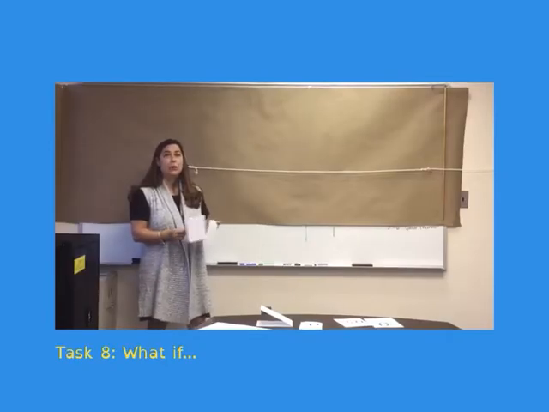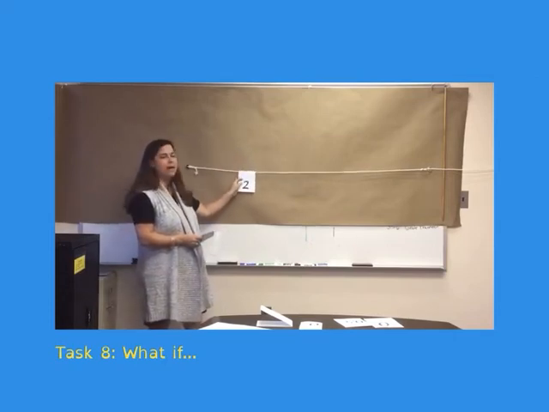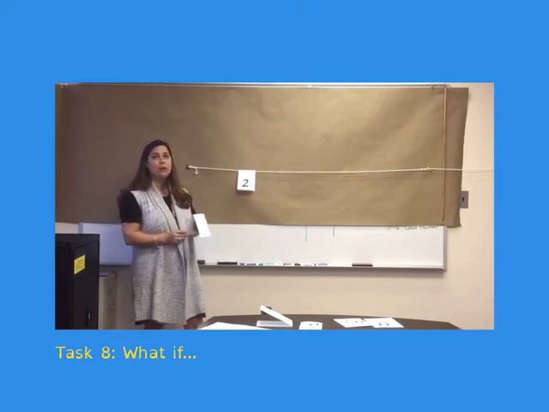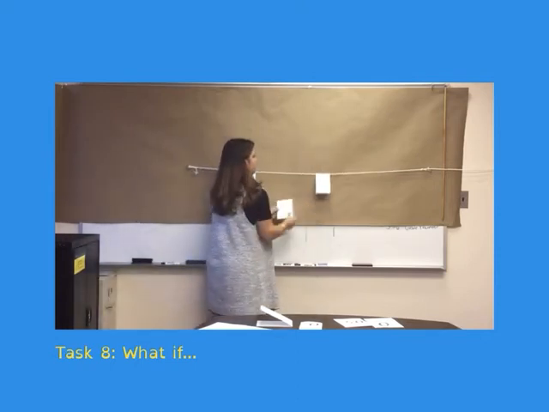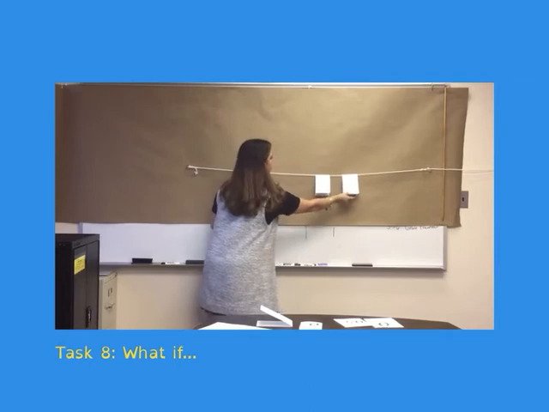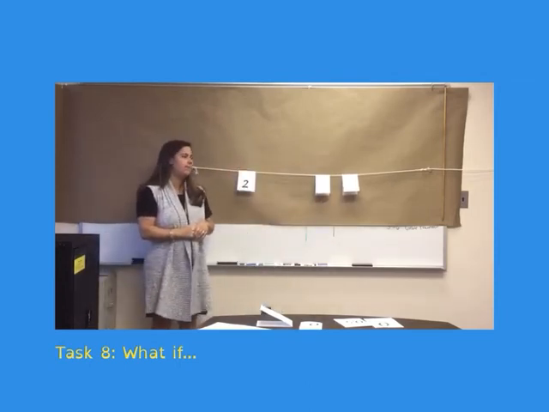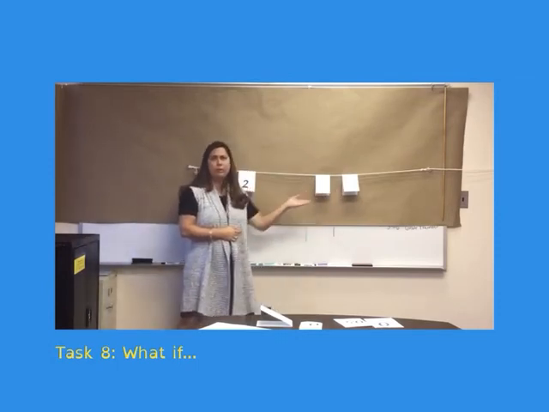Task 8 is called What If? You're going to begin by displaying a start point. I've chosen the start point of 2. Then you're going to display 2 blank cards randomly placed on the number line, to the right of the given value. Ask, what if the last card was 10? What could the middle card be?